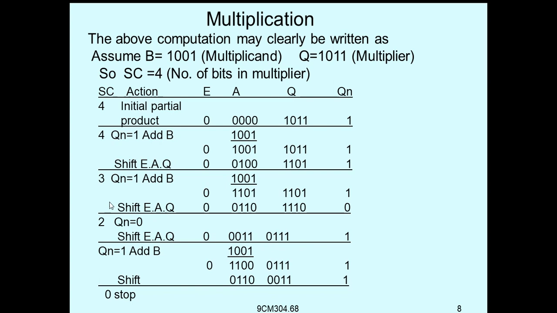Now we have to decrement the SC by 1. Initially it was 3, so it becomes 2. Then here check the Qn bit. Qn bit is nothing but 0. So if it is 0, we have to perform the shift right operation of EAQ.